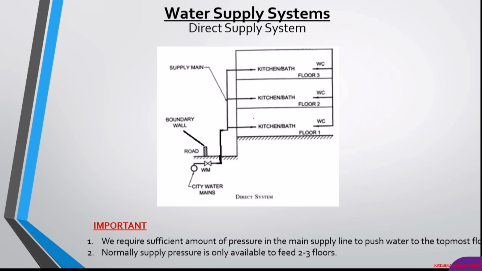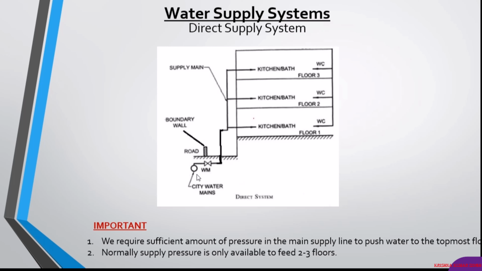In this system, you don't need any extra plumbing equipment to transfer the water into your building. All you need is a pipe, the main pipe, which is connected to the city main water lines, right? The city main water lines already have sufficient pressure. With the help of this pressure, we can transfer the water from the lower ground level to the topmost floor of your building.